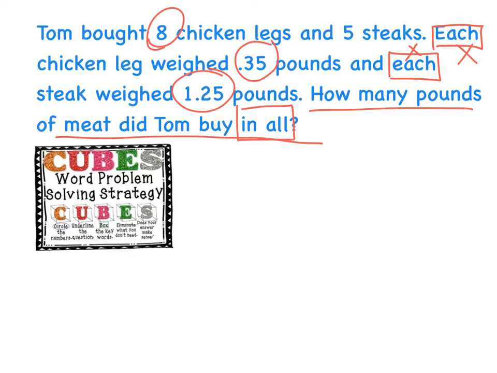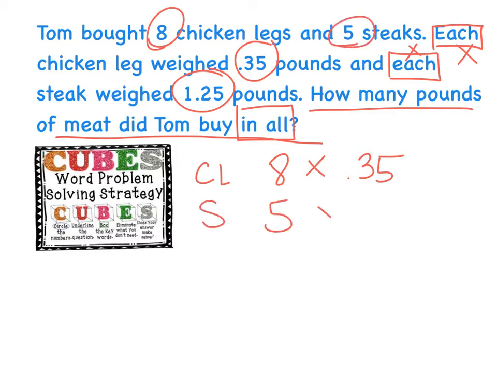So I'm just going to kind of talk through a know, need to know chart. I know how many chicken legs he bought, 8, and each of them was 0.35 pounds. I know each tells me to multiply as we discussed. I know he bought, whoops, I forgot to circle the 5. For steaks, he bought 5 steaks and each is 1.25 pounds. So those are some things I know. What I need to know is how much the chicken weighed in all, how much the steak weighed in all, and then I can add it up to find out how much he bought in all.